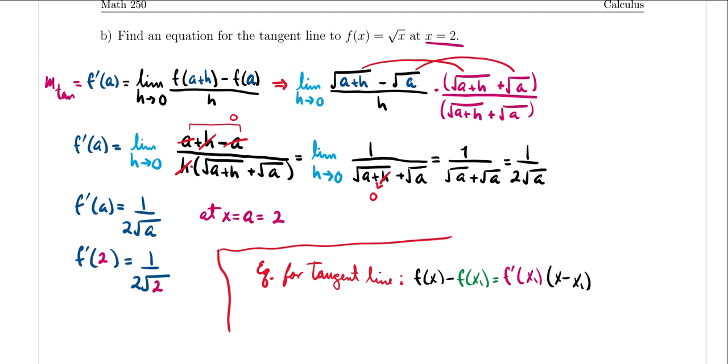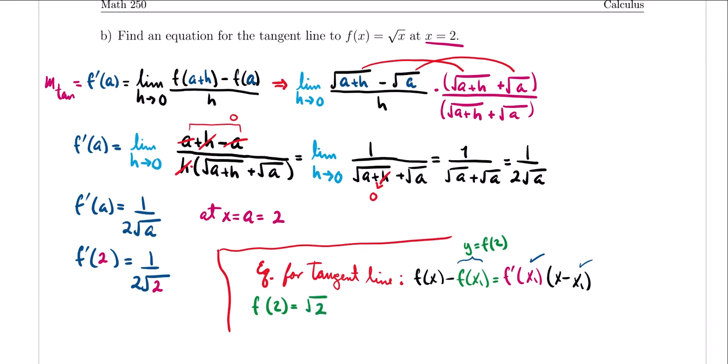Now, notice that we have almost everything that we need to complete the equation for the tangent line. We already know the slope, we already know the x value, but what we don't know is, what is the y value that's associated with our input of 2? So let's see. What is f of 2? F of 2 is equal to the square root of 2.